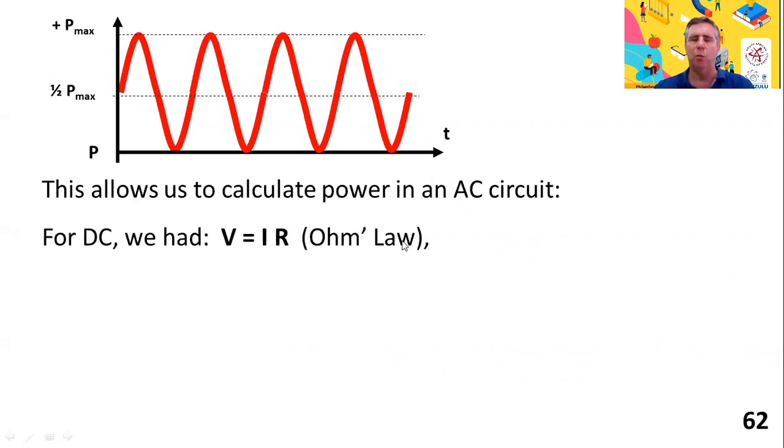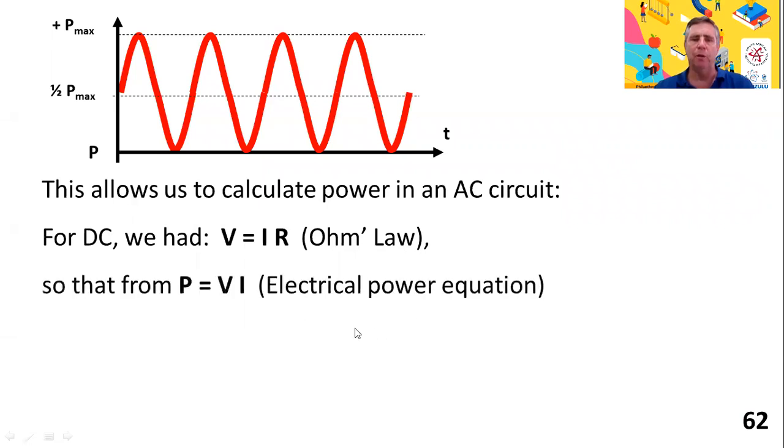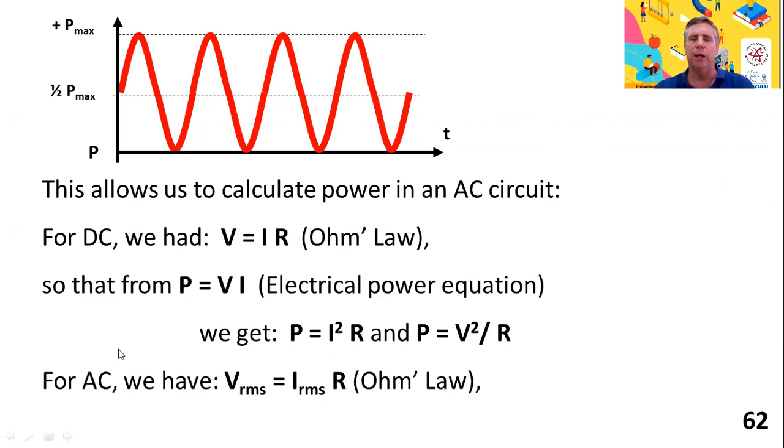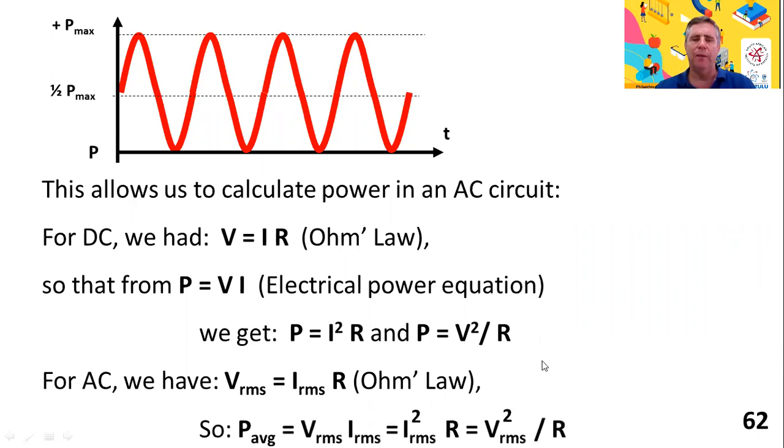So for DC, remember we had Ohm's law, V equals IR. And we also had power equals VI, voltage times current. That's the power equation. Putting them together, we can get two more equations for power: P equals I squared R and P equals V squared over R. These were covered in video 4 and they're on your data sheet. Now for alternating current, for Ohm's law, we have Vrms equals Irms times R. That's the AC version of Ohm's law. And that allows us to express average power in three different ways: Vrms times Irms, Irms squared times resistance, or Vrms squared divided by resistance.